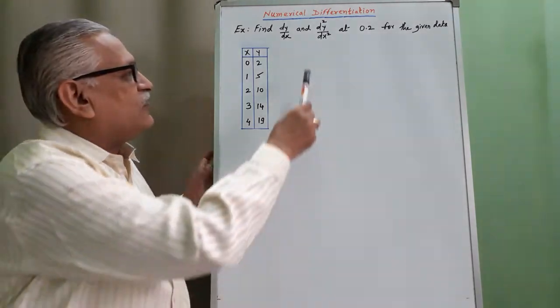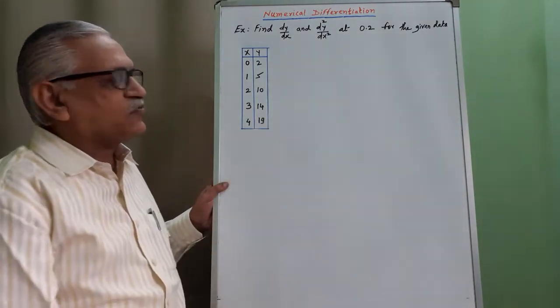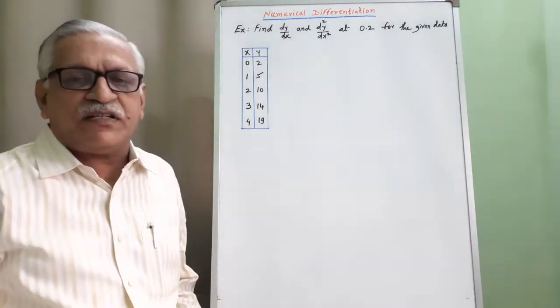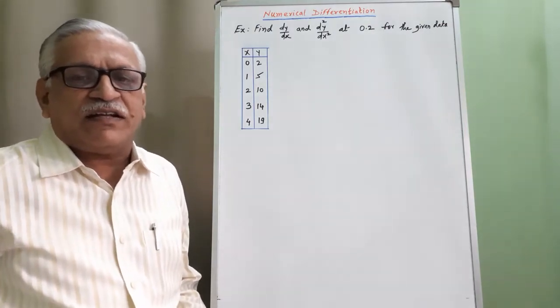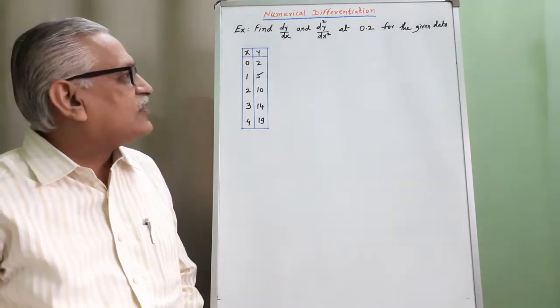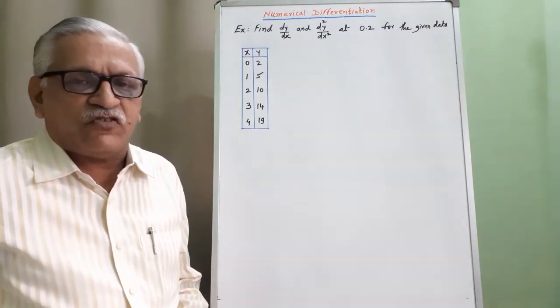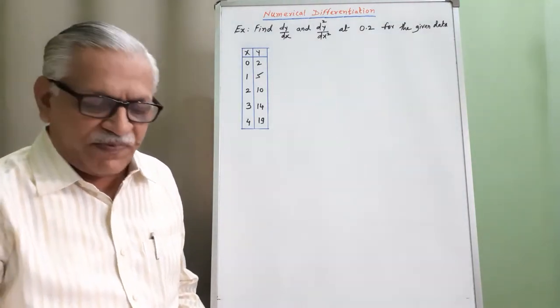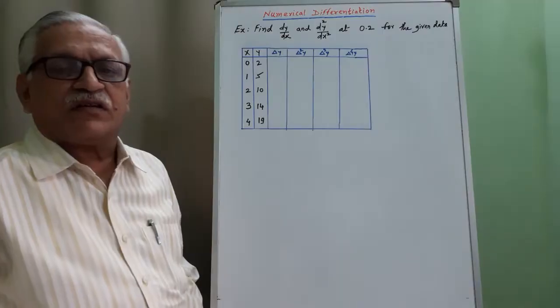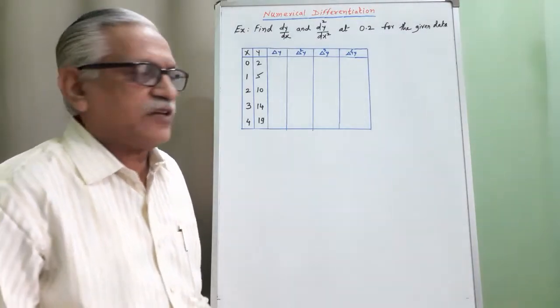differentiation, or the values of dy by dx and d2y by dx square, the first step is to prepare the forward difference table, and then in the second part we apply formulas to find dy by dx and d2y by dx square. Therefore, first preparing that forward difference table.